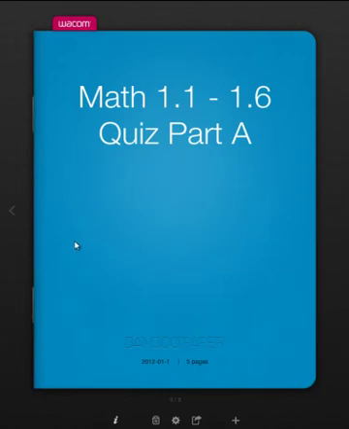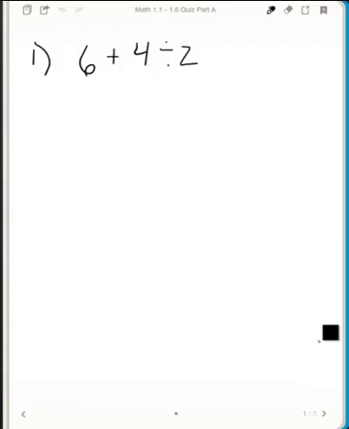So now I'm going to go through Math 1.1 to 1.6 quiz part A. So this here is the first question, 6 plus 4 divided by 2. And what you have to remember here is BEDMAS. I can't go 6 plus 4 because you have to do the division before you do any of the addition and subtraction. So 4 divided by 2, from that I'm going to get 2.